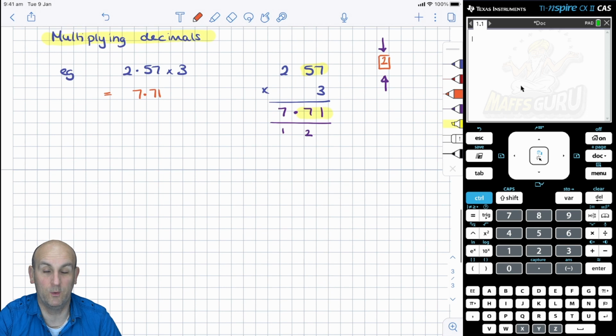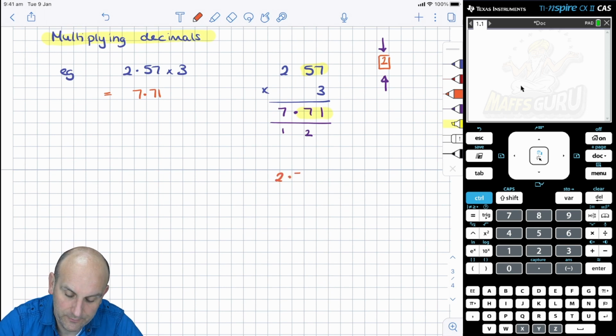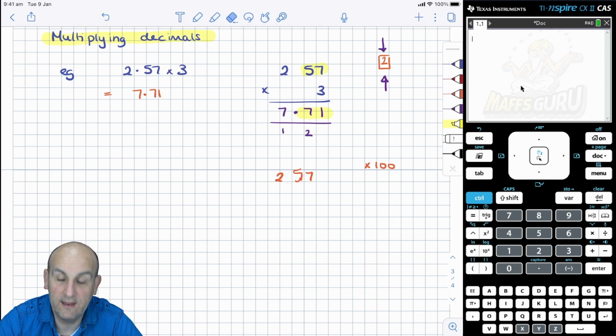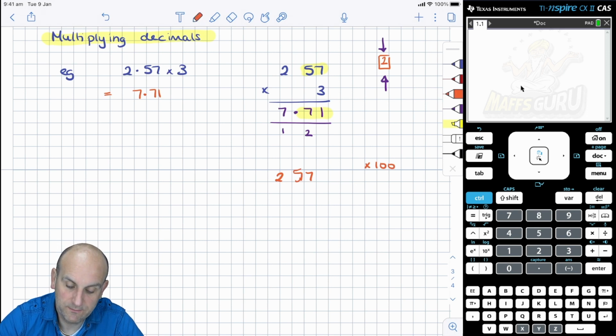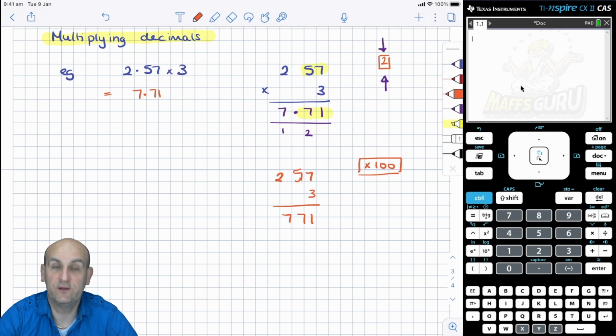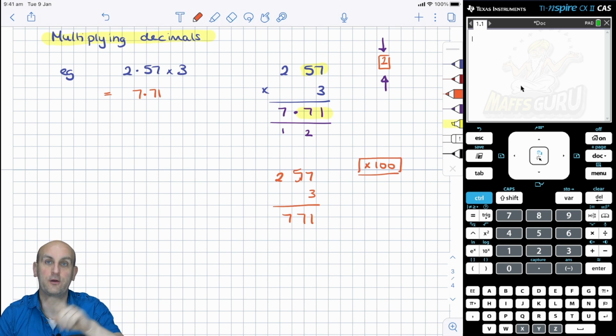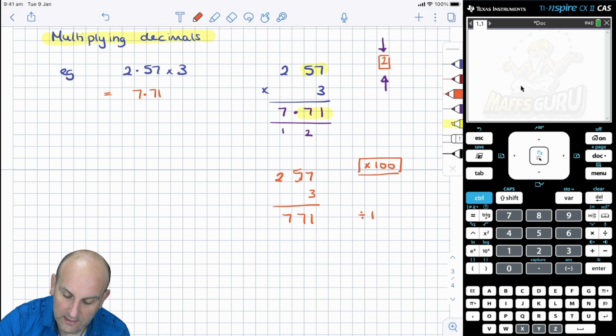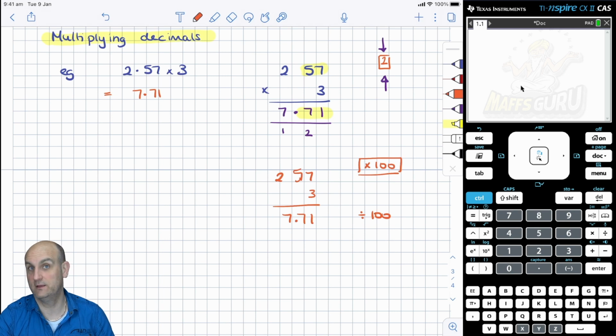For those of you who want to know what we're really doing, if you have 2.57, then I'm going to multiply that by 100 to make it a whole number. Then when I multiply that by 3, I get my 771, but I have to undo my calculation by reversing it. So for my answer, I'd have to divide by 100, which would put my decimal point back in there. Does that make sense? Because that's effectively what you're doing.